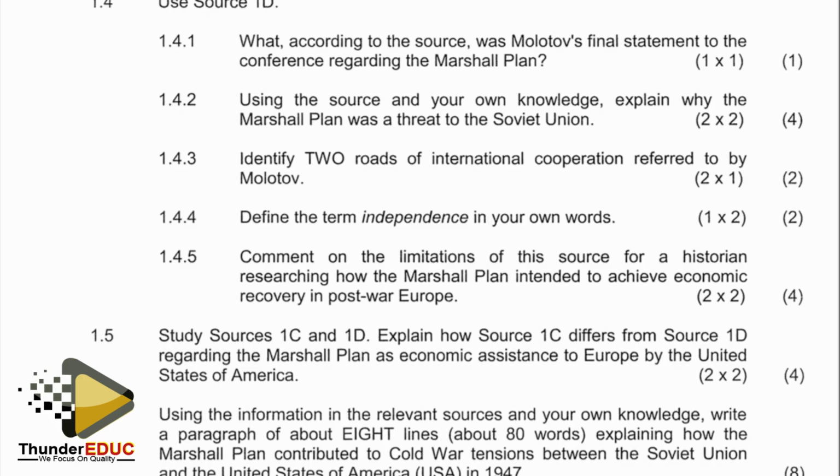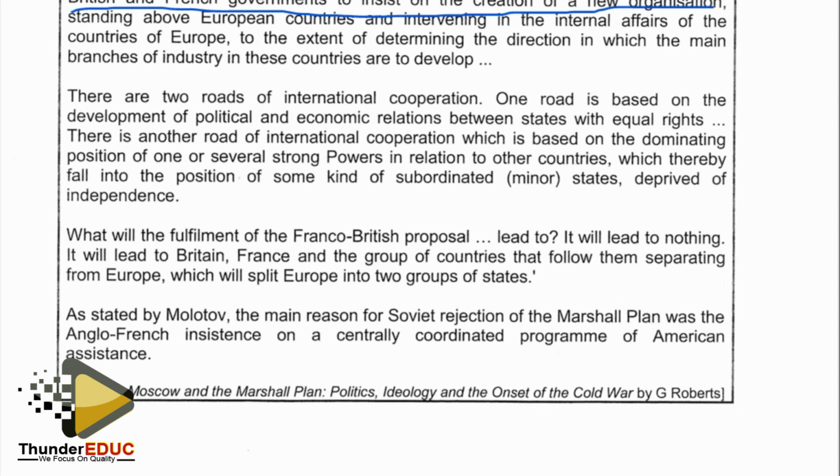Right, we go to number 1.4.3. Identify two roads of international cooperation referred to by Molotov. Right, we just go to the extract and check the two roads which are indicated there. There are two roads of international cooperation. One road is based on the development of political and economic relations between states with equal rights. That is one road. It's indicated here. There is another road. Which road is that one? Of international cooperation, which is based on the dominating position of one or several strong powers. So we have seen that our two responses, we just extract them from the source. They are just extractive questions which we just have to take from the source provided.